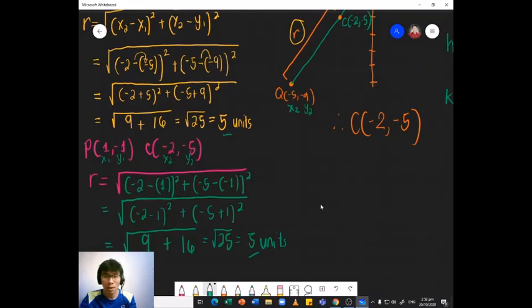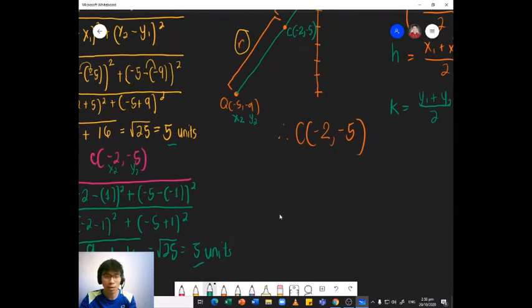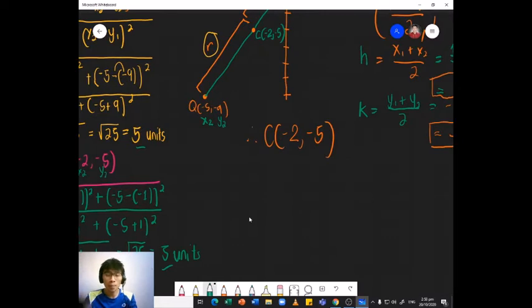So all the important characteristics needed to find the equation of the circle are already here. What is the center? -2 and -5. And what is the radius? That is equal to 5 units. Everything necessary for finding the standard form is already here, so we can now find the equation of our circle, ladies and gentlemen.